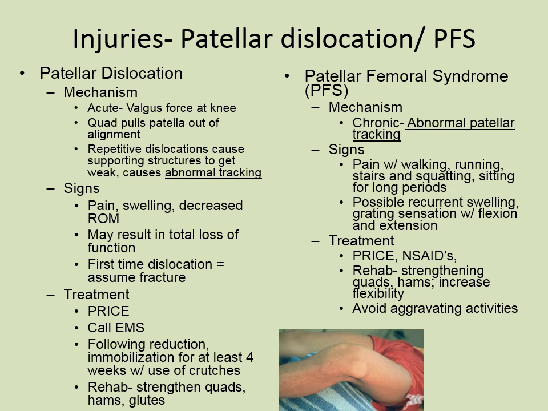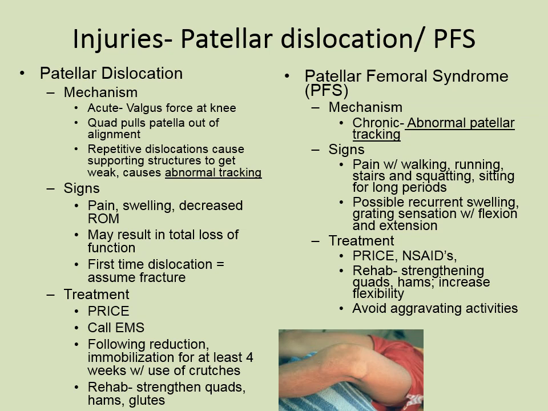The mechanism for this is acute. Usually it's from a valgus force of the knee. So usually the knee is forced into this position and kind of torqued that way. And basically the patella stays still and the rest of the knee goes to the side. And that quad pulls the patella out of alignment. Repetitive dislocations can cause the supporting structures to get weak, and that will cause abnormal tracking, which can cause it to be easier to dislocate and or cause patellofemoral syndrome actually.